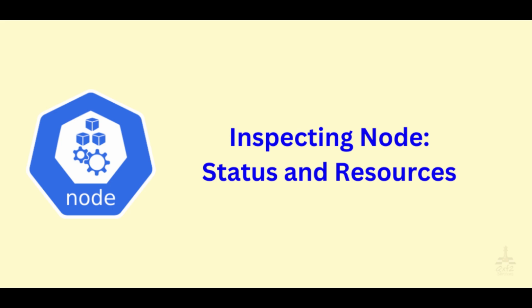Let's start with inspecting nodes. Nodes are the worker machines in a Kubernetes cluster where your application runs. As a tester, it's important to ensure that the nodes are healthy and functioning as expected. Let's look at how to inspect and debug nodes. To get a list of all nodes in your cluster, use the kubectl get nodes command. This command displays the status of each node, such as ready or not ready. If a node isn't ready, it might indicate a problem with the node or the cluster setup. The age column shows how long the node has been part of the cluster, while roles highlights its purpose. The version column indicates the Kubernetes version running on the node.